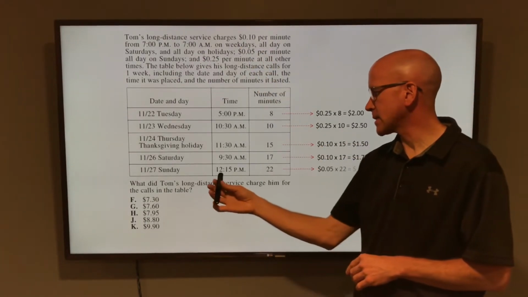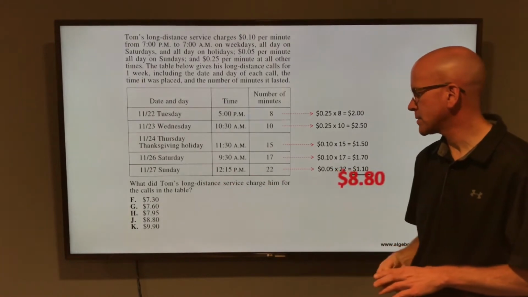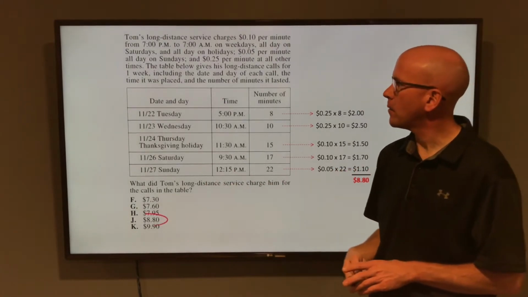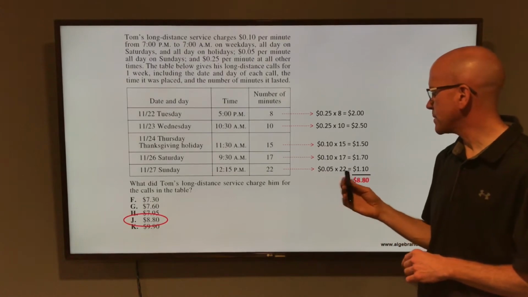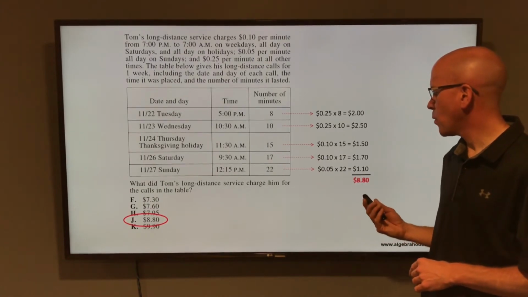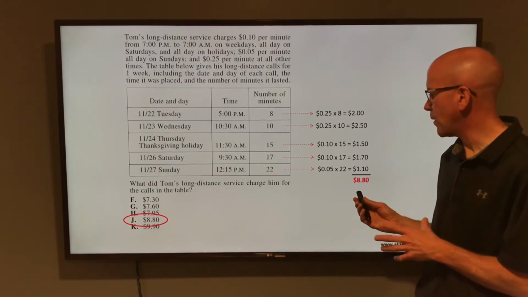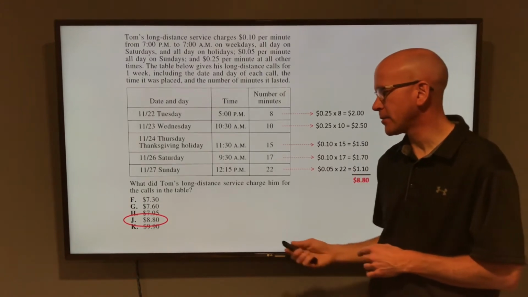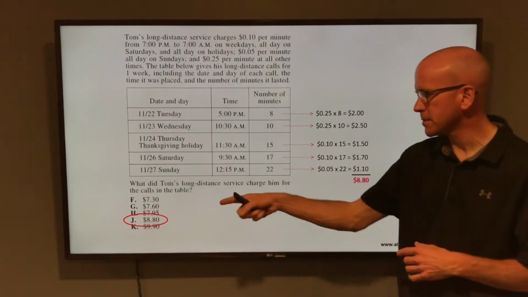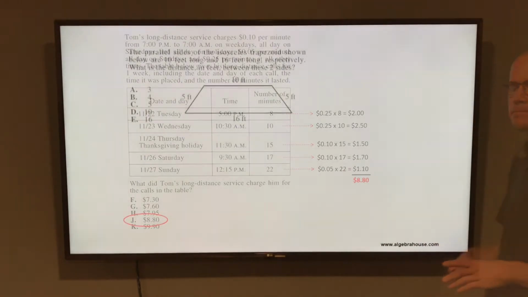And then finally, Sunday, 12:15 p.m. for 22 minutes. That's a 5 cent per minute call. And 5 cents per minute times those 22 minutes would be $1.10, for a total of $8.80 when you add those up. So $8.80 is the total for all those calls, and that is letter J.